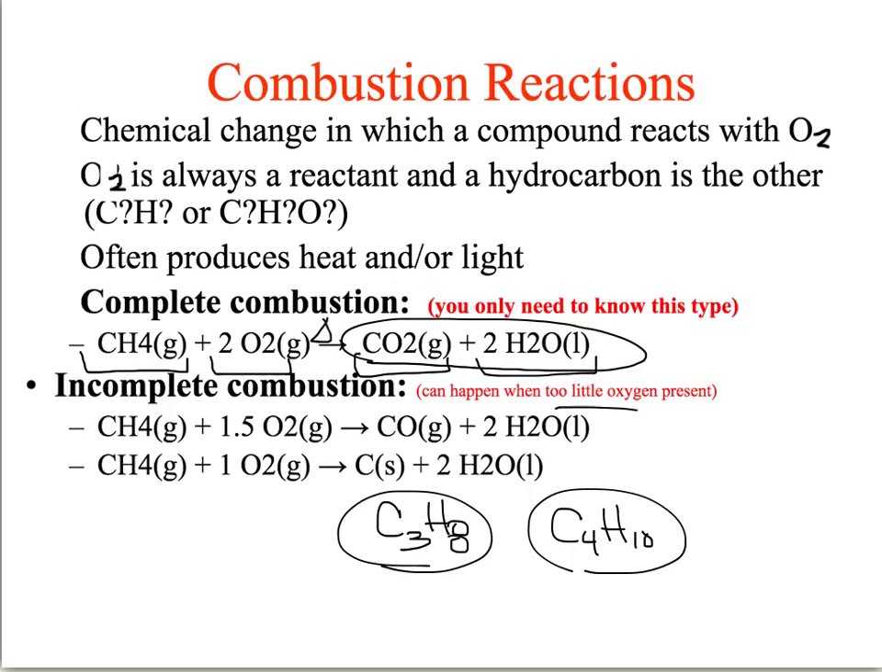Sometimes, if there's not enough oxygen present, we have what's called incomplete combustion. This is like, for example, when your car makes exhaust and you have carbon monoxide gas, or certain generators, things like that you're supposed to burn outside. But for the purposes of our class, just know this kind, the complete combustion, that it's always going to be a carbon compound reacting with oxygen. Typically, we're talking about burning, and our products are going to be carbon dioxide and water.